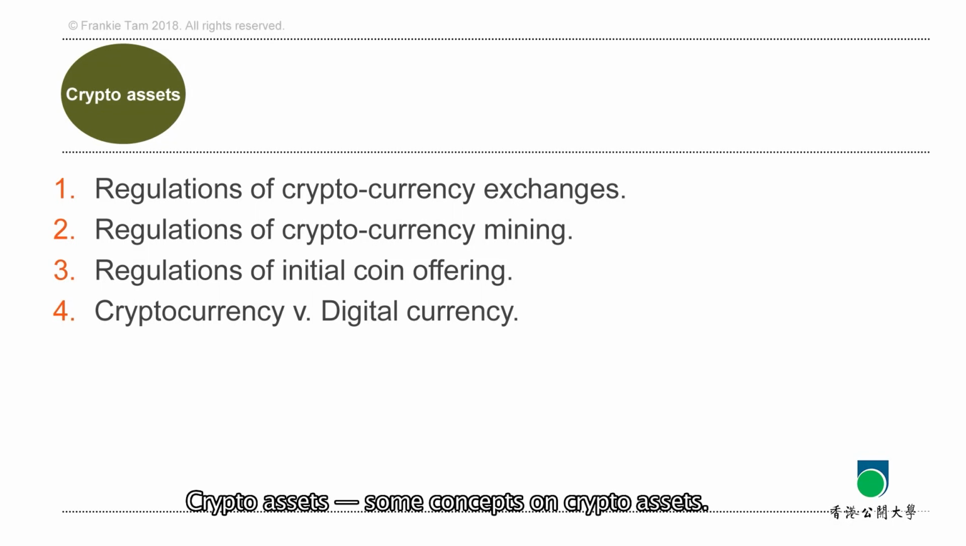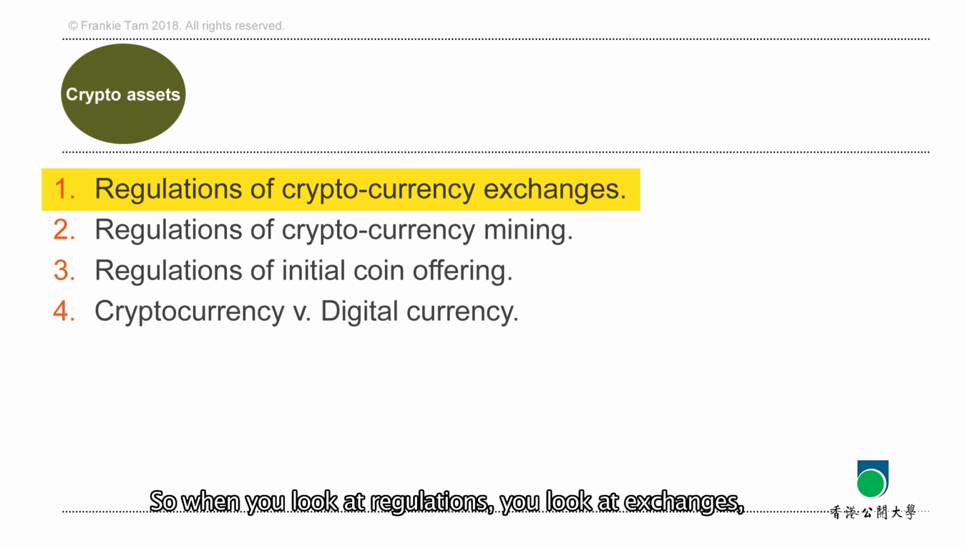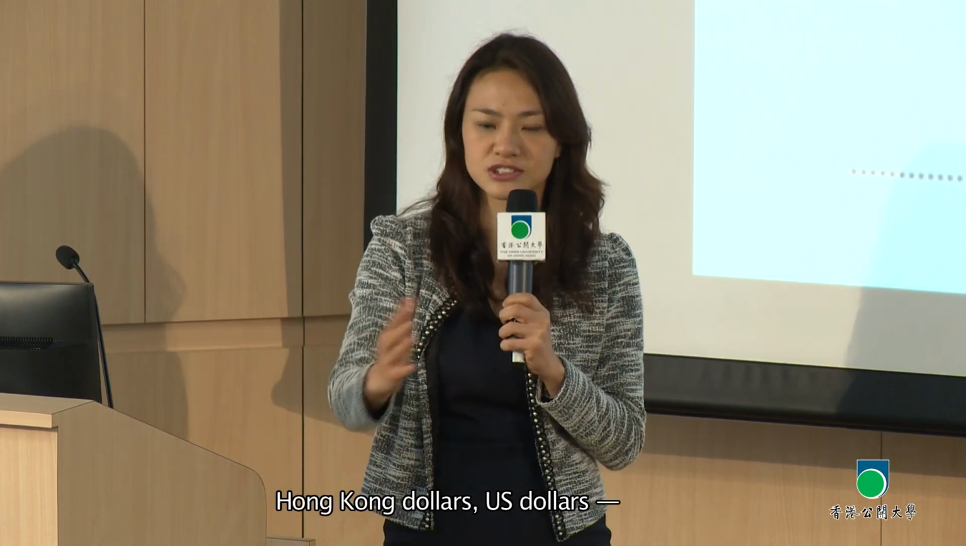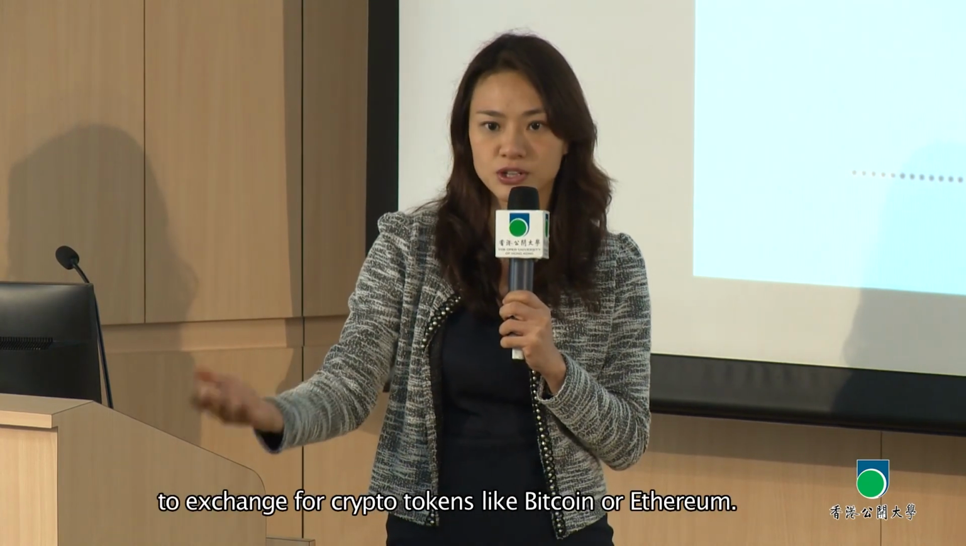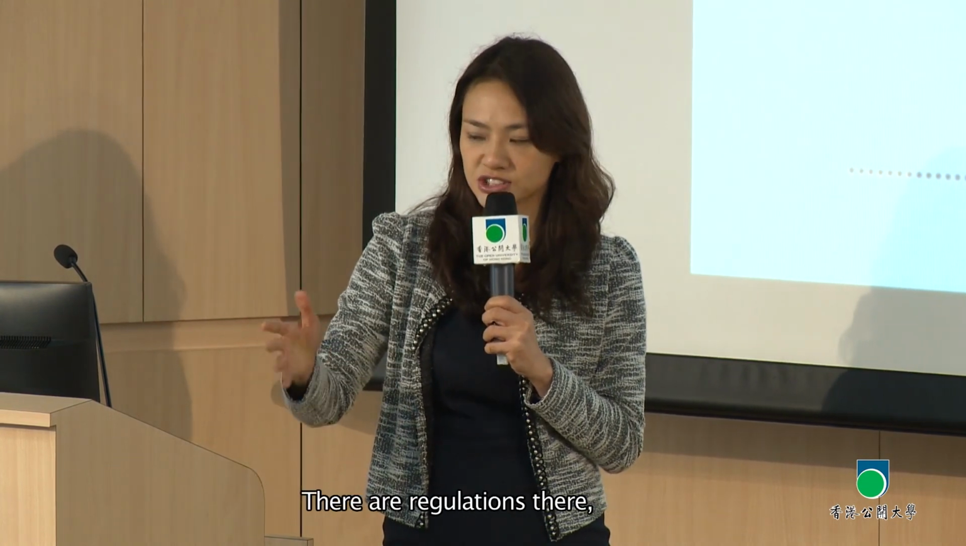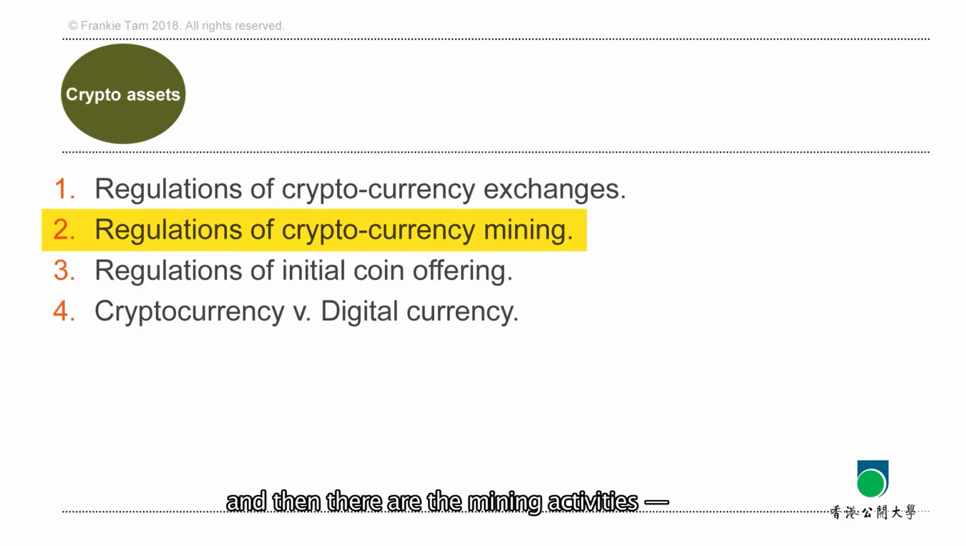Now some concepts on crypto access. When you look at regulations, you look at exchanges. Basically, cryptocurrency exchanges where you use fiat money, Hong Kong dollars or US dollars, to exchange for crypto tokens like Bitcoin or Ethereum. There are regulations there. And then there are some mining activities.